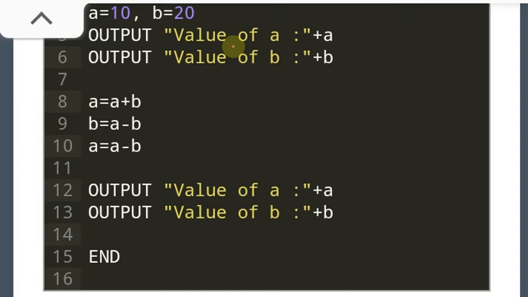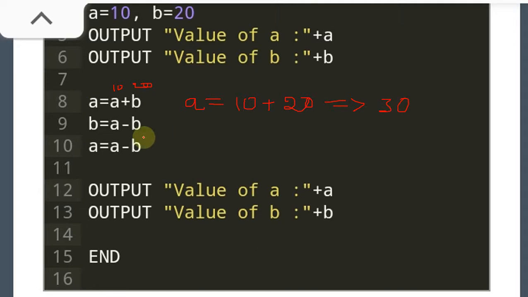Similarly, without taking the third variable, we can also perform the swapping. That is how: a equal to a plus b. Here if a is 10 and b equal to 20, a equal to 10 plus 20, that is 30. A is 10 and b is 20, so a equal to a plus b means a already has the value 10, b is 20. So 10 and 20 will be added to produce 30.